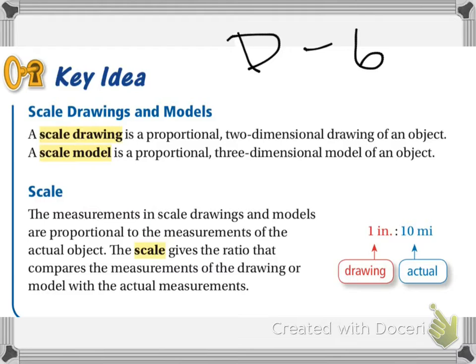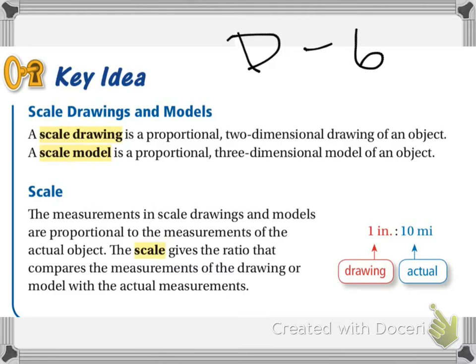Now, a scale model is a proportional three-dimensional model of an object. For instance, let's say that you visit some type of monument like the Washington Monument in Washington, D.C., and you get a little model of it to put on your desk. That's an example of a scale model. All right? So the measurements in scale drawings and models are proportional to the measurements of the actual object.